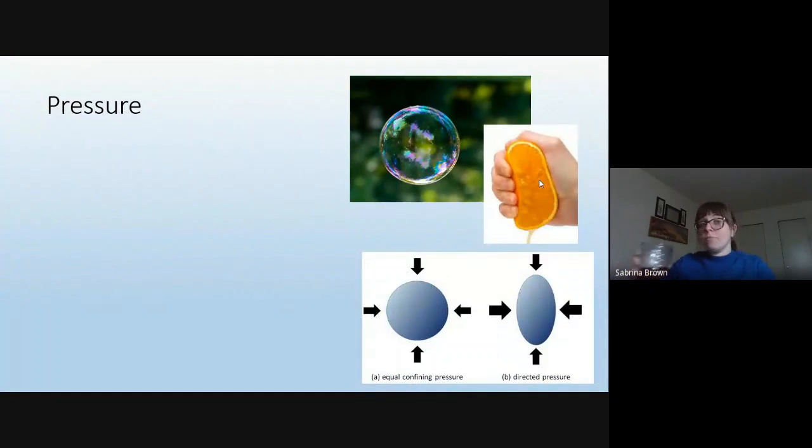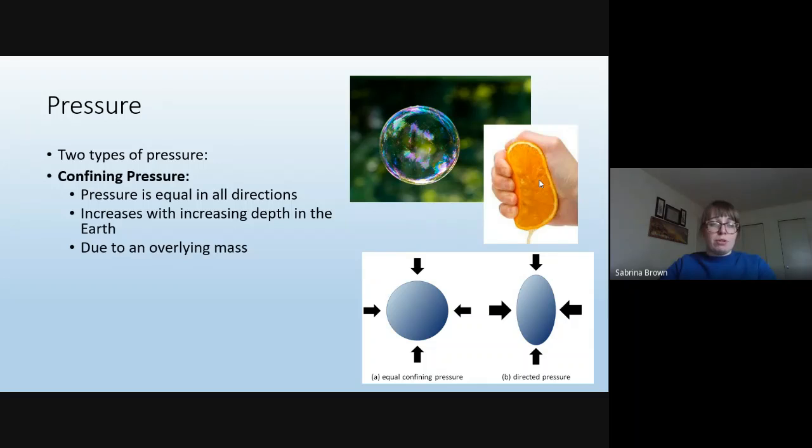All right, so when we're talking about metamorphism and specifically pressure, there are two types of pressure that are important in metamorphism. The first is confining pressure. And confining pressure is pressure that is equal in all directions.